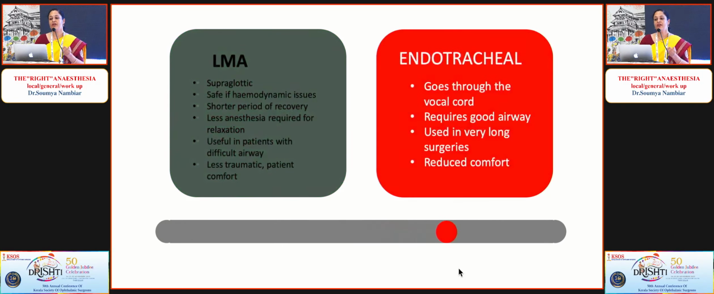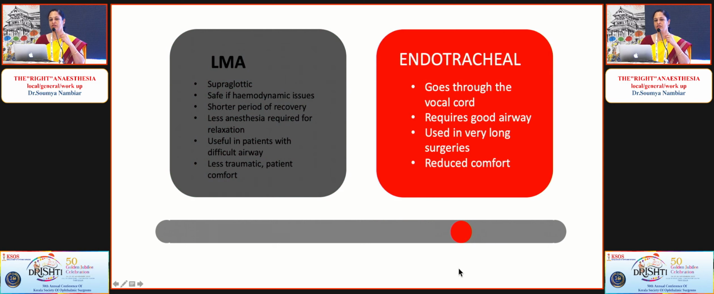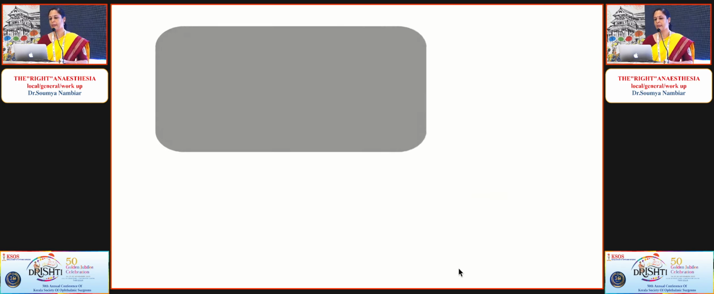While in the case of endotracheal intubation, the tube goes through the vocal cord, and therefore it requires a very good airway to put it. This is usually used when you are planning for very long surgeries. There will be reduced comfort level after the surgery. The patient will complain of sore throat and cough after the intubation. Though it is definitely safe, the recovery time is a little longer.